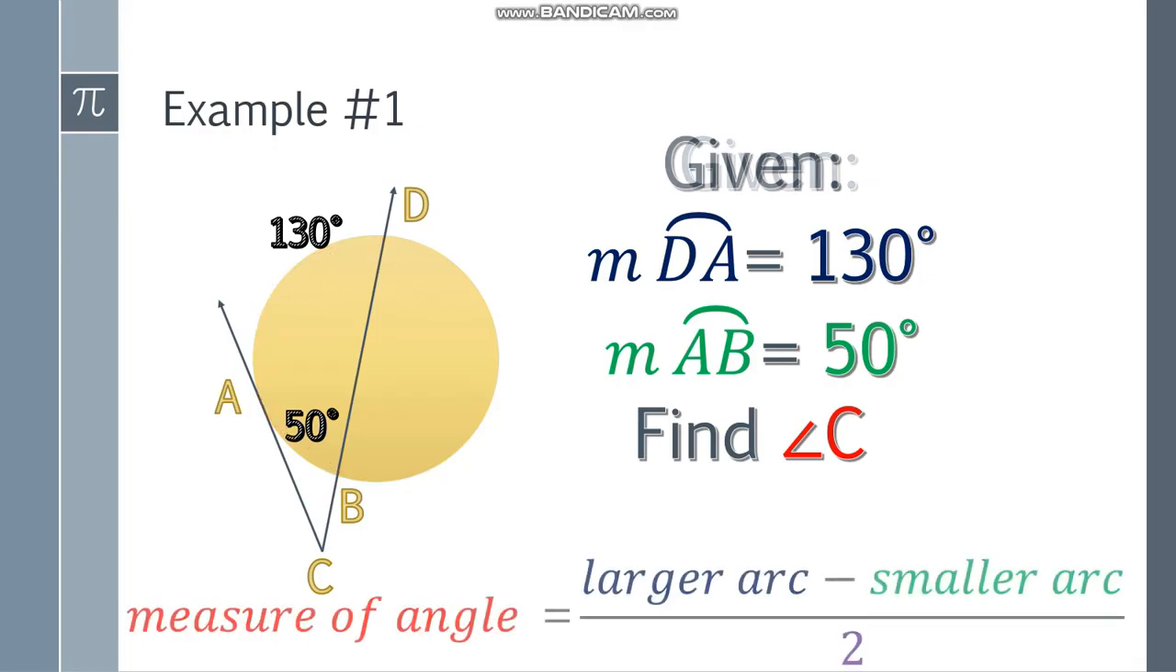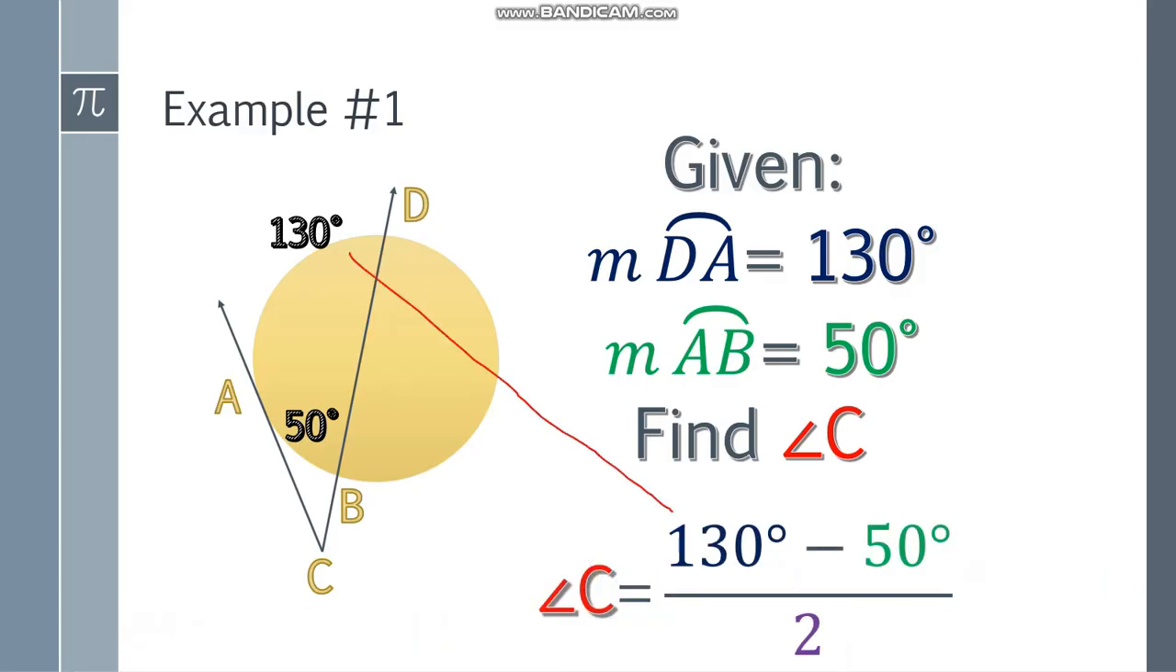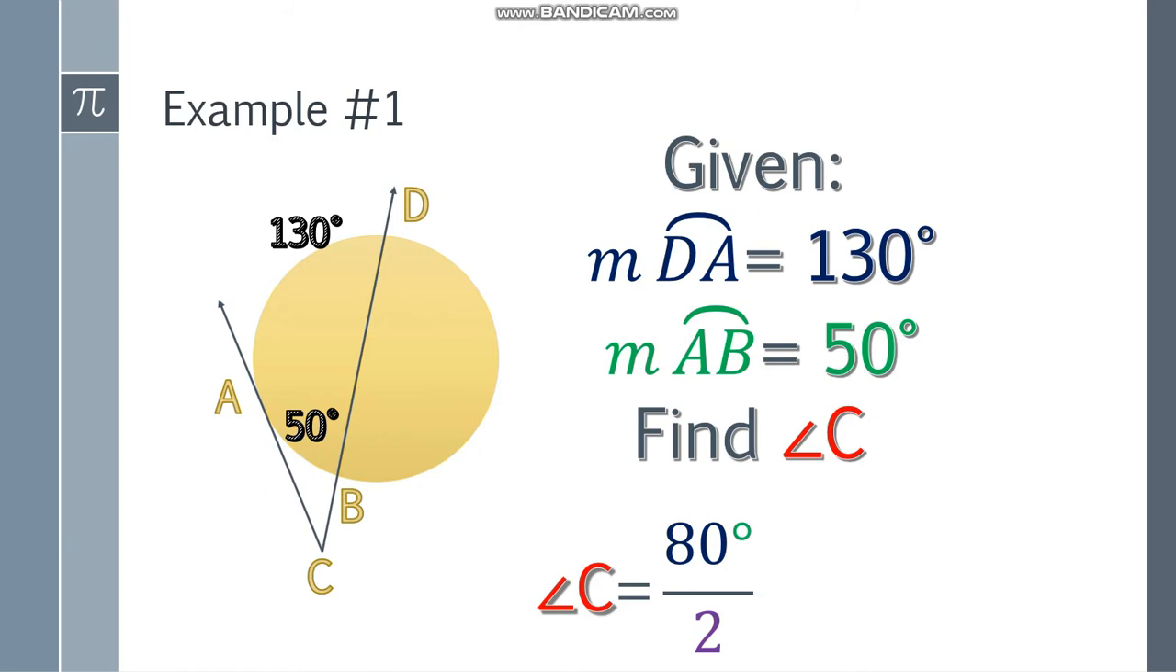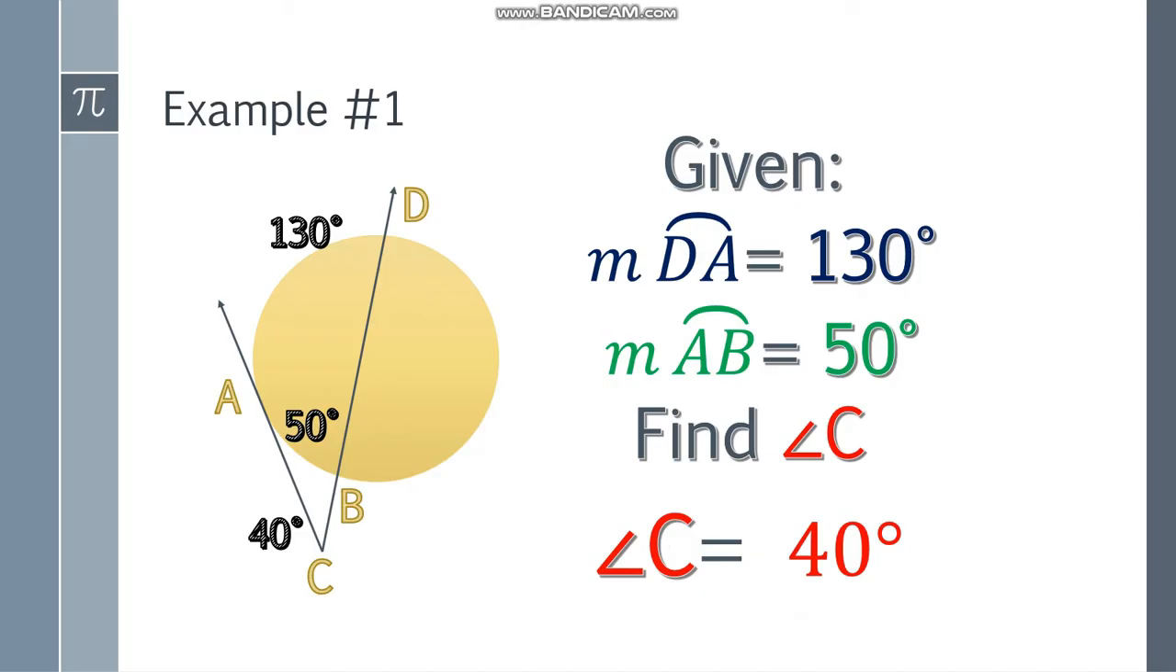First step, we need to place the formula. The measure of the angle is equal to the larger arc, which is 130, minus the smaller arc, which is 50 degrees, and of course, you have to divide it by 2. Simplify it: 130 minus 50 is 80 degrees. Simplify further: 80 divided by 2 is 40 degrees. So we already have the answer: 40 degrees for the angle C, or angle ACD.